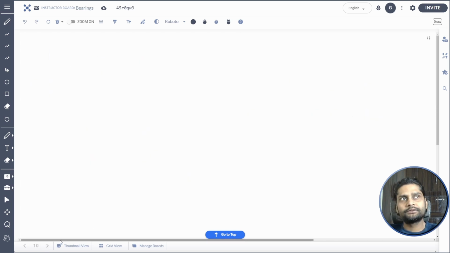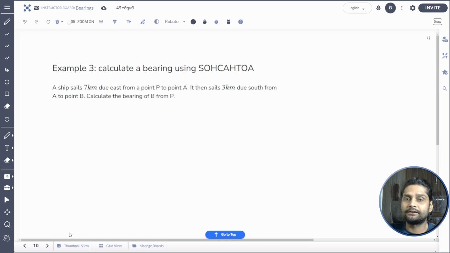Let's continue with a next level question that may need trigonometry. SOHCAHTOA is a trick that we often use in right angle trigonometry. So we can quickly go through this question. If you haven't read trigonometry yet, don't worry, you will learn it in the upcoming lessons. First of all, students, we are given that a ship sails 7 km due east from a point P. Again, you often see the preposition from in bearing questions.